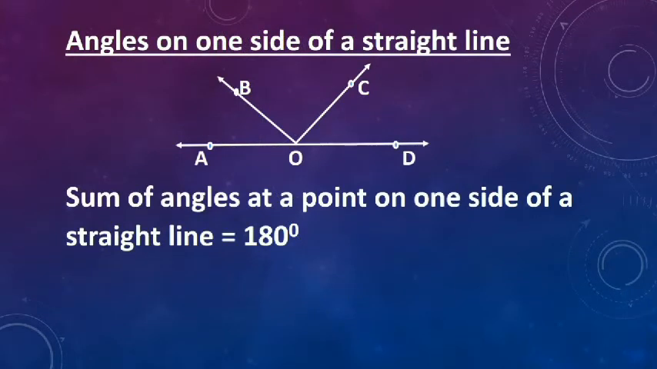Angles on one side of a straight line. The sum of angles at a point on one side of a straight line is equal to 180 degrees. In this figure, on the straight line AD, three angles are formed at the point O. That is angle AOB, angle BOC and angle COD. The sum of these three angles is equal to 180 degrees. We may make more angles at this point, but the sum of all those angles will remain as 180 degrees.